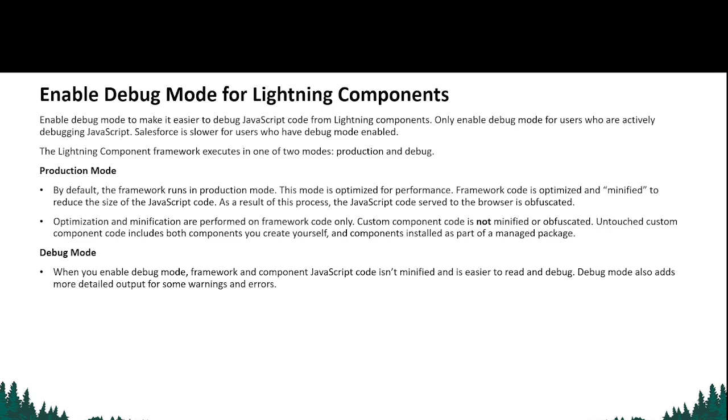Then we have our production mode. By default, the framework is always executing in production mode. This mode is optimized for performance, and the framework code is minimized to reduce the size of the JavaScript code. The term for this is minified. The JavaScript code is served to the browser, and then the optimization and minification are performed on the framework code.